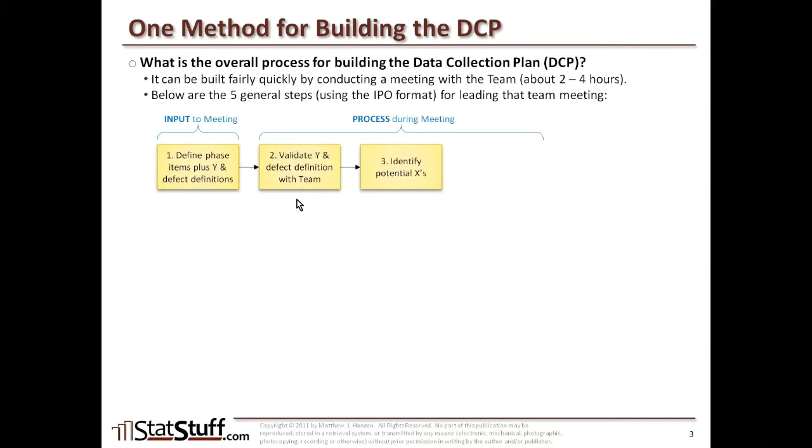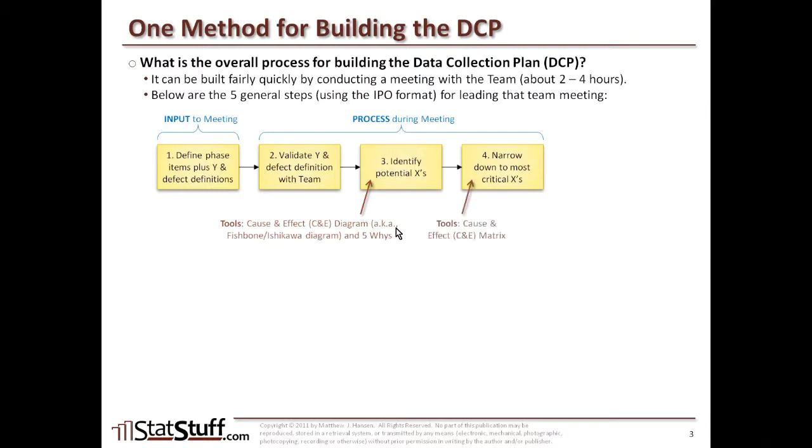And the next step is that you want to identify the potential x's. This is where we might use the different tools like a cause and effect, that is a C&E diagram, which we'd also call like a fishbone diagram or an Ishikawa diagram, and also a 5 whys tool. And that's what we're going to go over as separate lessons. And then after you've identified the potential x's, you want to narrow those down to what are the most critical x's. For that part of the process, that's where you're going to use maybe like a cause and effect matrix or C&E matrix to help get there.